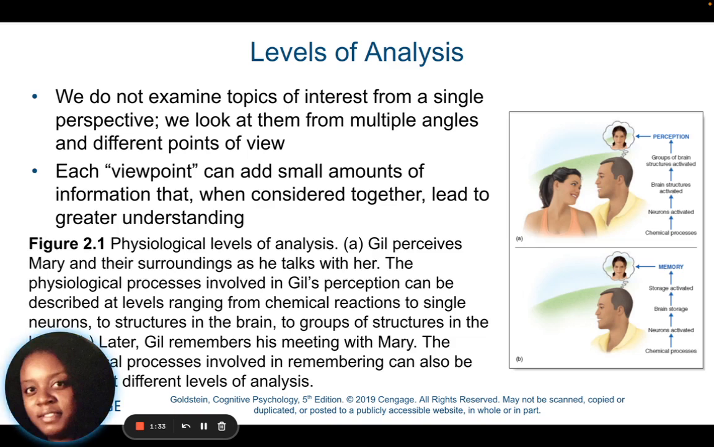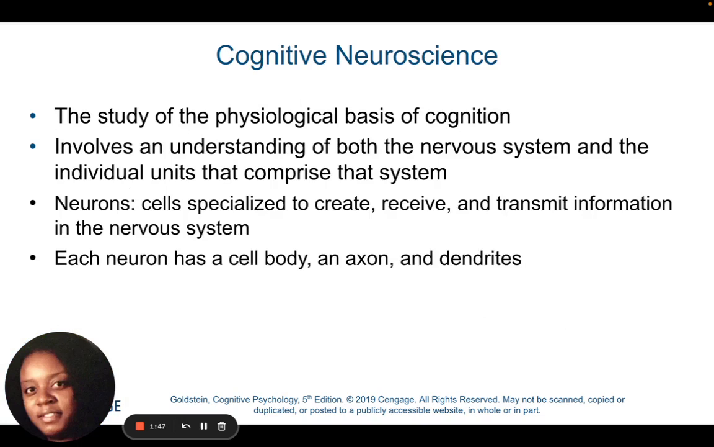So levels of analysis say that we don't just examine a topic from a single perspective. There are multiple angles for how we mentally or cognitively experience things. The field of cognitive neuroscience is the physiological basis of cognition. So we have to start thinking about the nervous system and what makes up the nervous system.